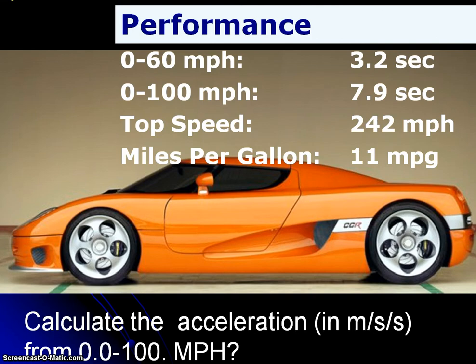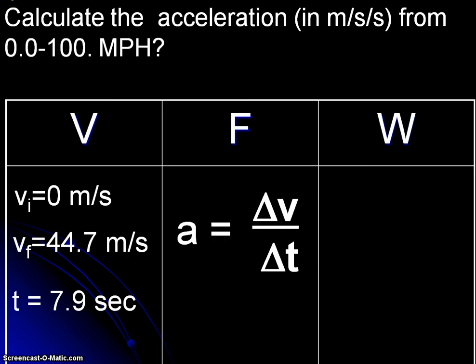All right, so again, here's my car, the CCR. Nice car, not very good on mileage. The tires cost a fortune, but you know what? It's worth it, because I can go from 0 to 100 miles per hour in 7.9 seconds. And when I need to get to school and I'm running a little late, that's pretty helpful. So we are going to calculate the acceleration in meters per second per second.